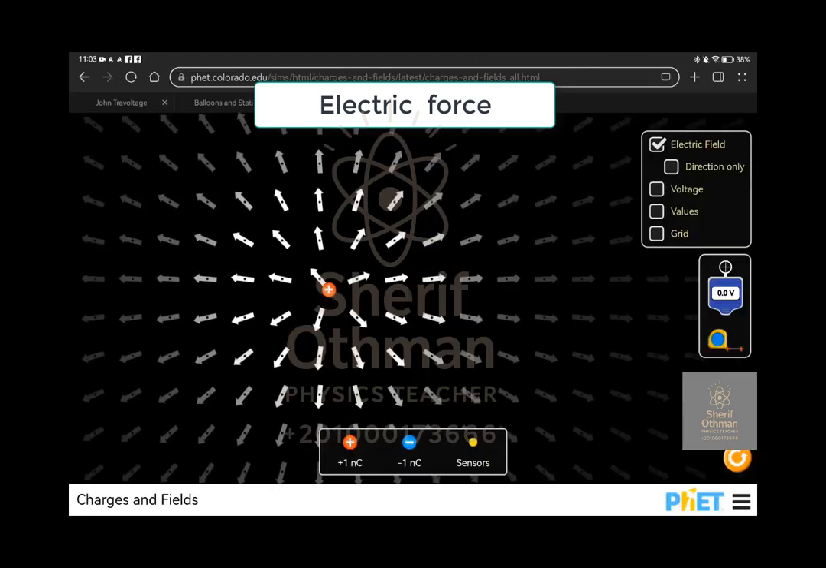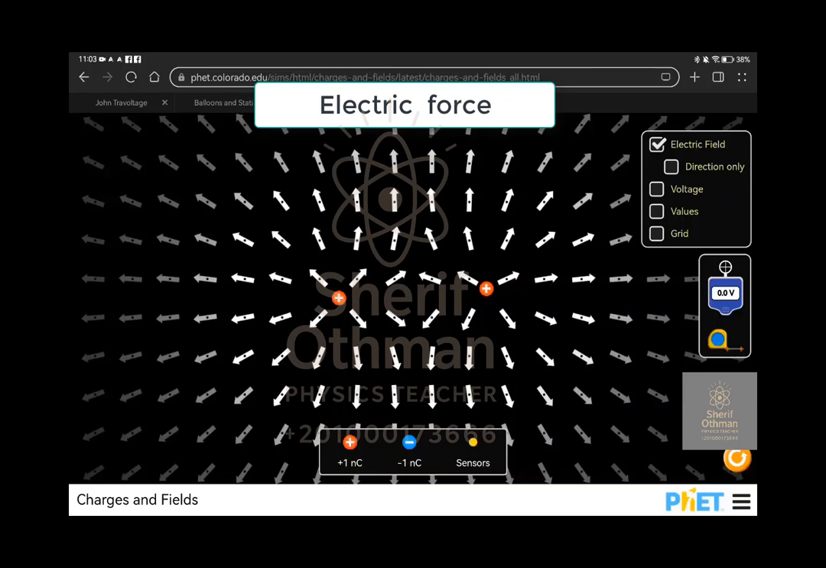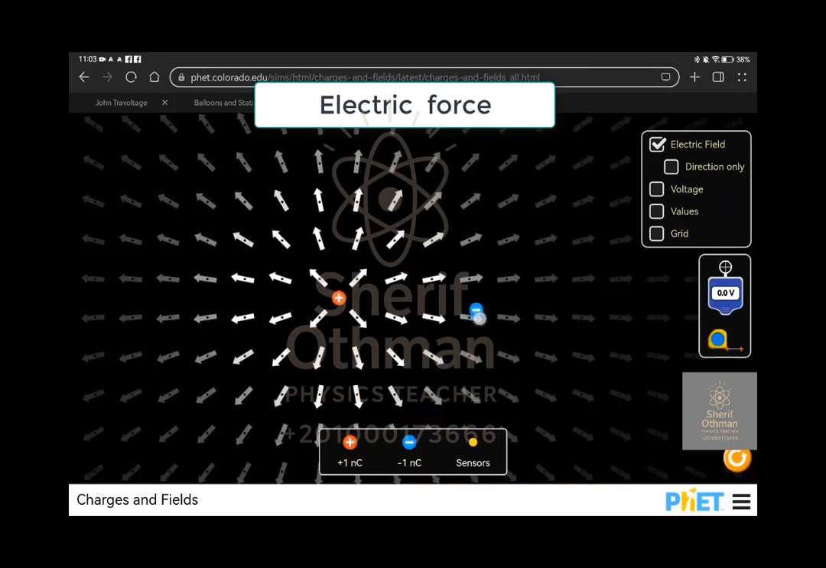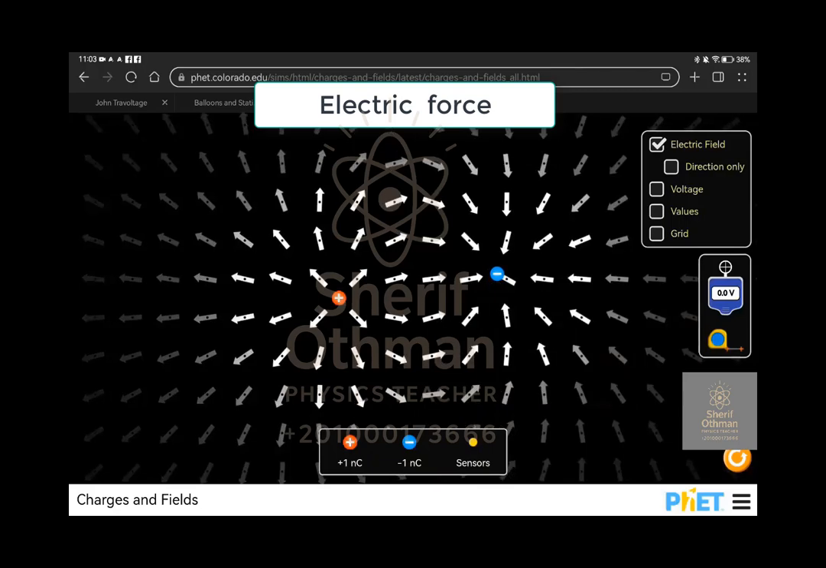Here's a positive charge, guys. The arrows which represent the electric field are moving away from the positive charge. By putting another positive charge, we will find that the electric field is going to bend and move away from the charge by moving in close. The electric field lines are going to move up and down. But by changing the charge into negative, the arrows will be able to flow from the positive charge to the negative charge.